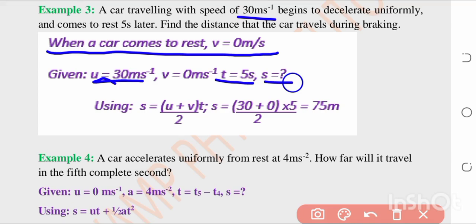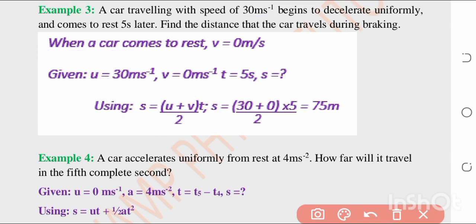Considering these four parameters that we have in this question, the equation that suits this question is s equal to u plus v over 2, everything multiplied by t. Okay, now using this equation, substituting our values into this equation, we have this, that is 30 represents our u, 0 represents our v, and our t equal to 5 seconds.